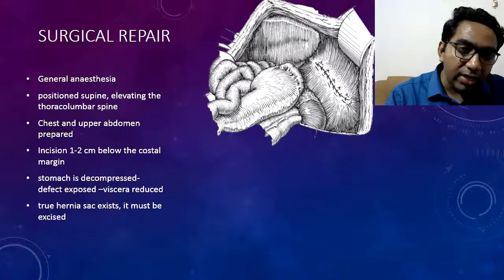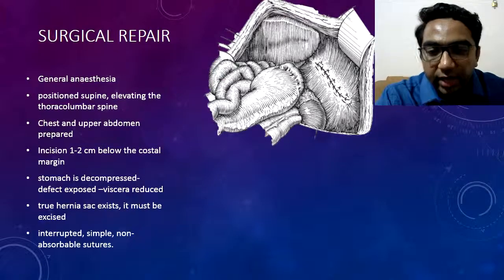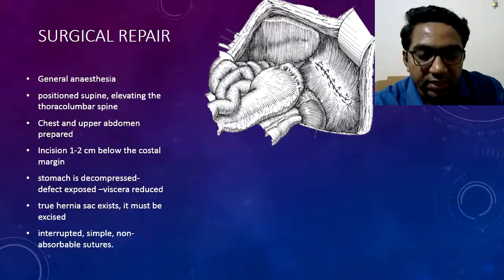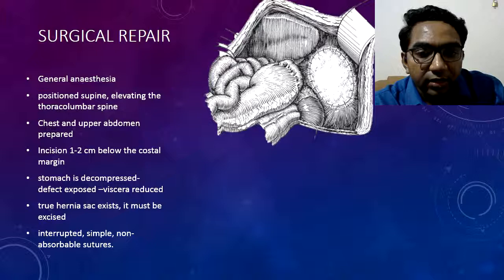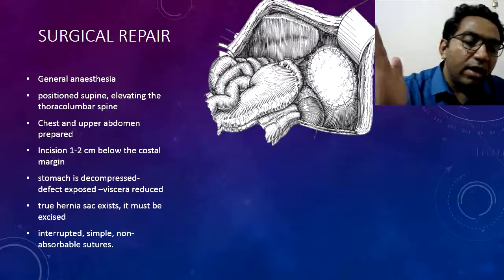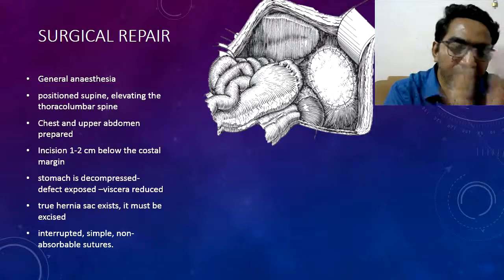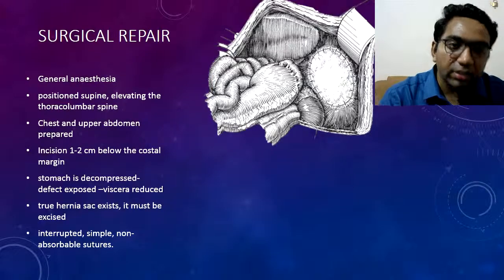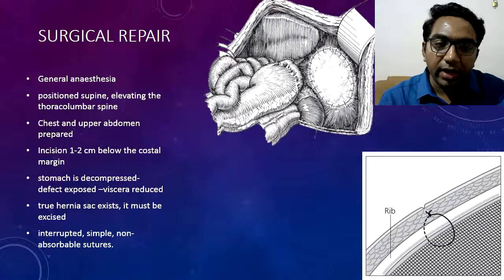We can also see in this picture that the spleen is one of the last organs to reduce in congenital diaphragmatic hernia, and interrupted simple non-absorbable sutures are generally used for the repair. Sometimes you see that you cannot bring the edges of the defect together. The defect is so large. Then what we have to do is keep a mesh and repair the hernia.